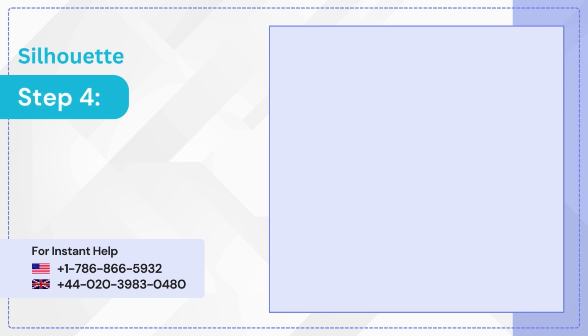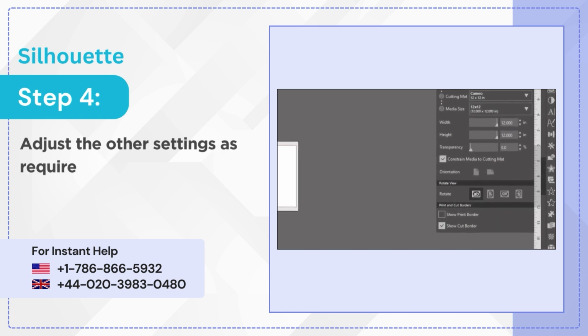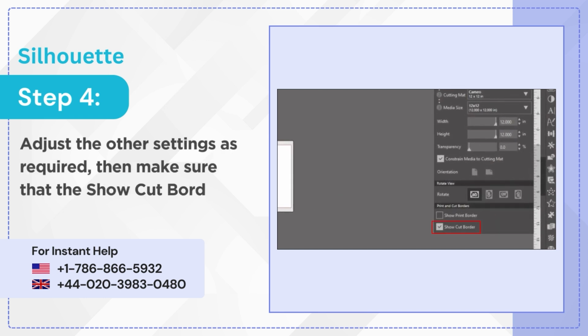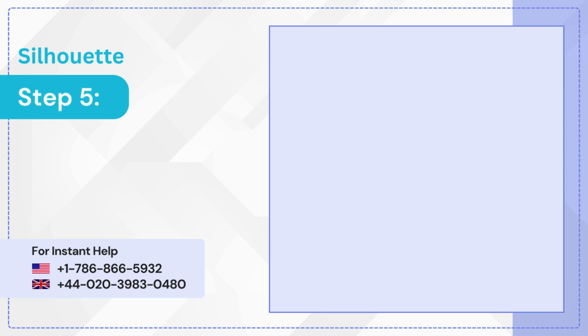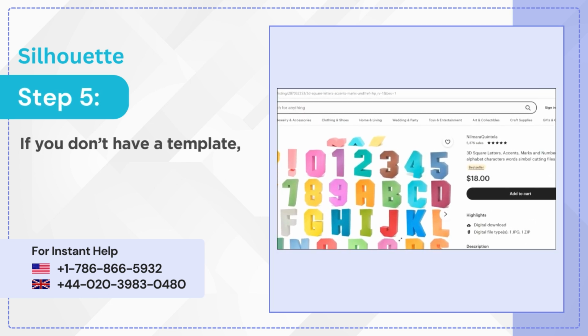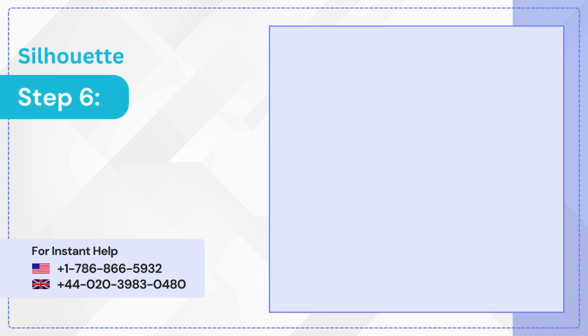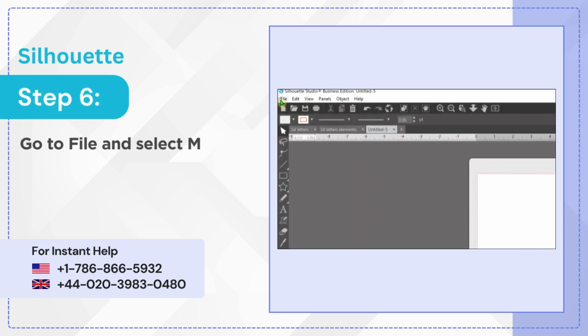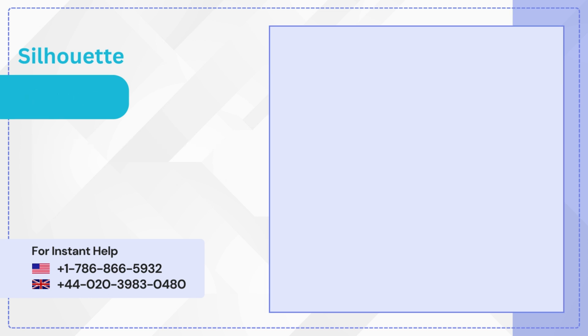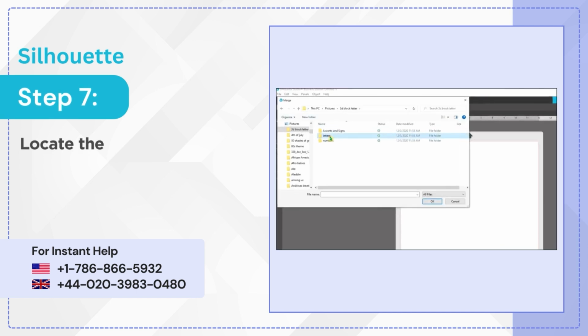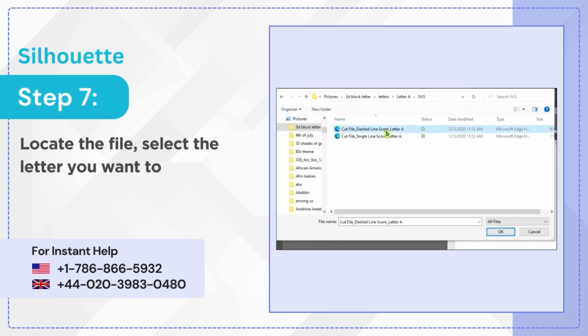Step 4. Adjust the other settings as required, then make sure that the Show Cut Border option is selected. Step 5. If you don't have a template, download or purchase it. Step 6. Go to File and select Merge. Step 7. Locate the file, select the letter you want to use and click OK.